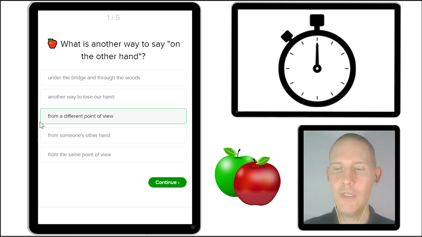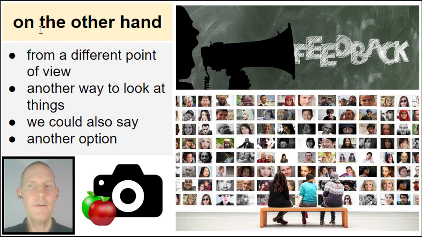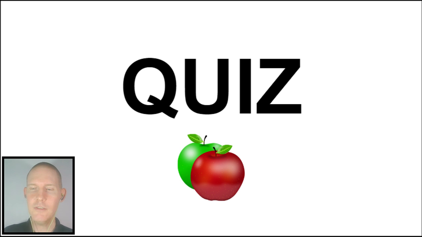Woo! So let's take a look back in the lesson. Let's see, where are we? On the other hand, right? The first one, from a different point of view. So that is the correct answer in the quiz. On the other hand, from a different point of view. All right, they mean the same thing. So wonderful. Let's go back to the quiz.